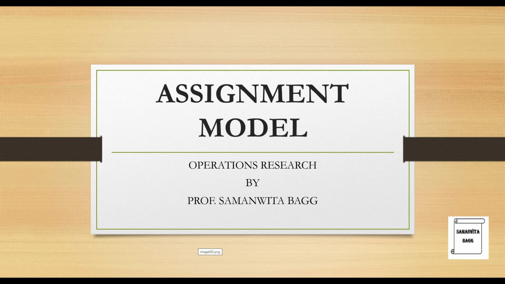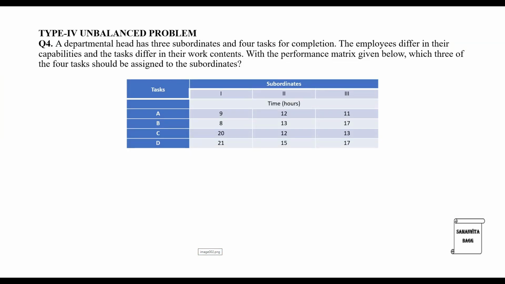In this session, we are going to discuss the fourth type of numerical on assignment model. The fourth type is the unbalanced problem. A departmental head has 3 subordinates and 4 tasks for completion. The employees differ in their capabilities and the tasks differ in their work contents. With the performance matrix given below, which 3 of the 4 tasks should be assigned to the subordinates?